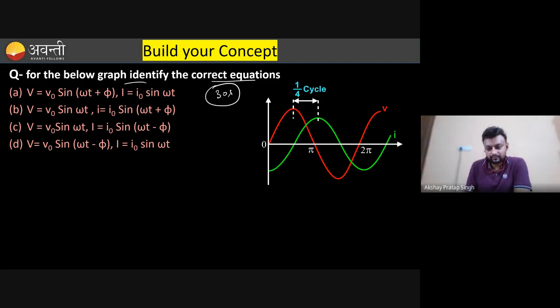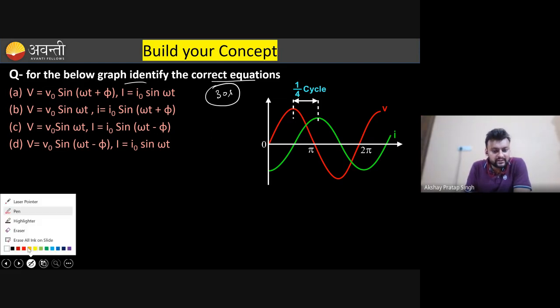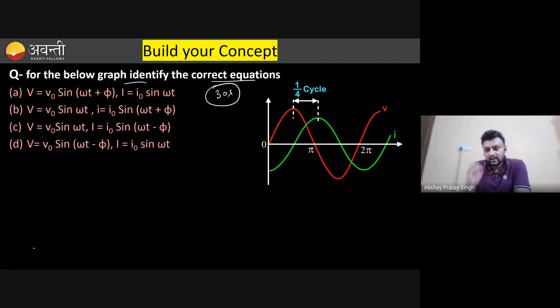Okay, let's check. First of all, we will check who is leading and who is lagging. If I say this is the maximum value of voltage and it is coming at time t1, and the maximum value of current is this one, it is coming at time t2, which is later. That means the potential is leading, or you can say the EMF is leading and the current is lagging.